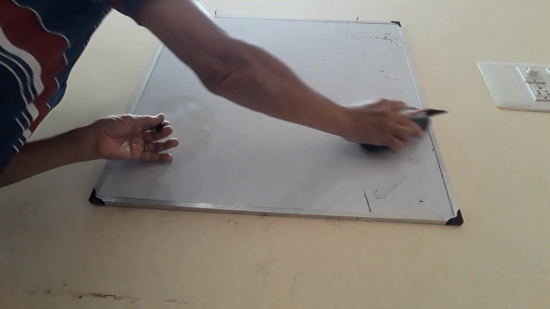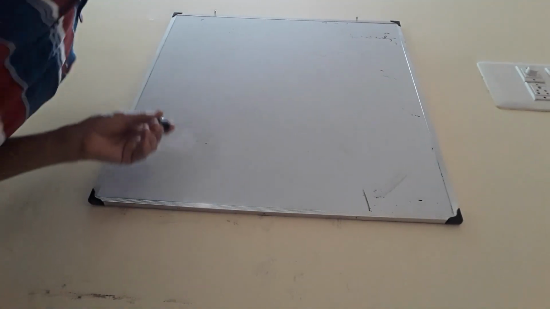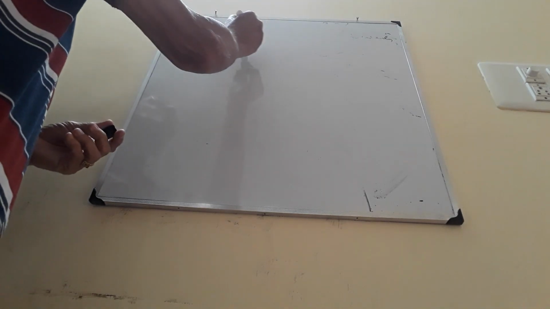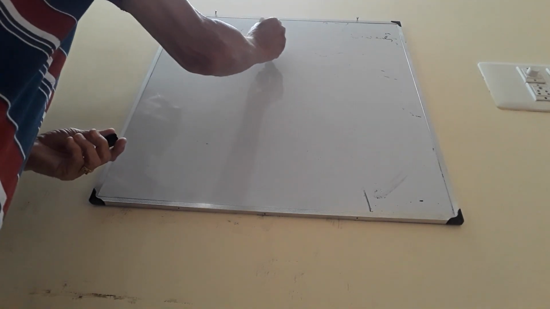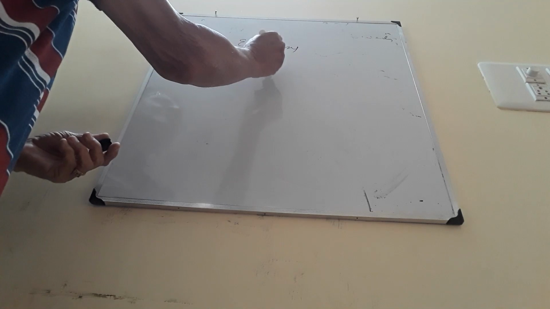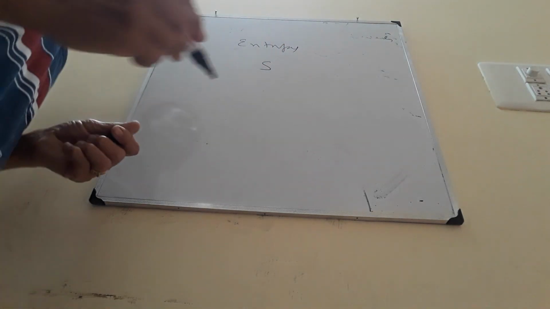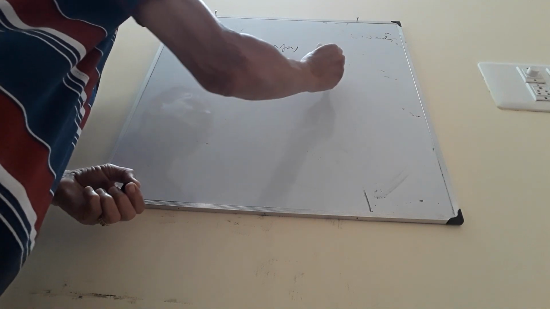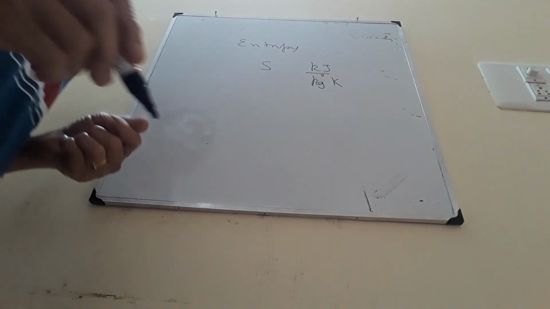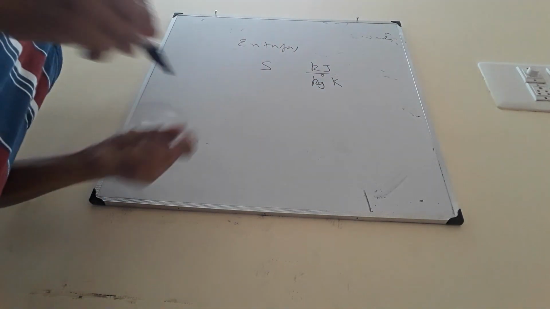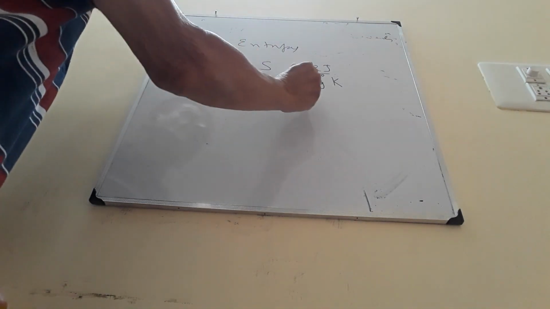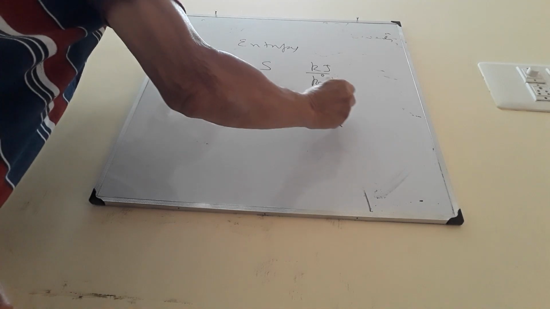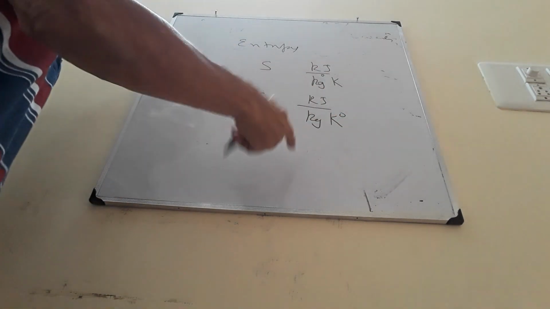Now let's take an example. Before that, I'll try to talk about entropy. The symbol is S, and the units are kilojoules per kg degree Kelvin. Mind you, this looks similar to heat capacity. It's also kilojoules per kg, but Kelvin degree. Okay, what's the difference? This is Kelvin degree.